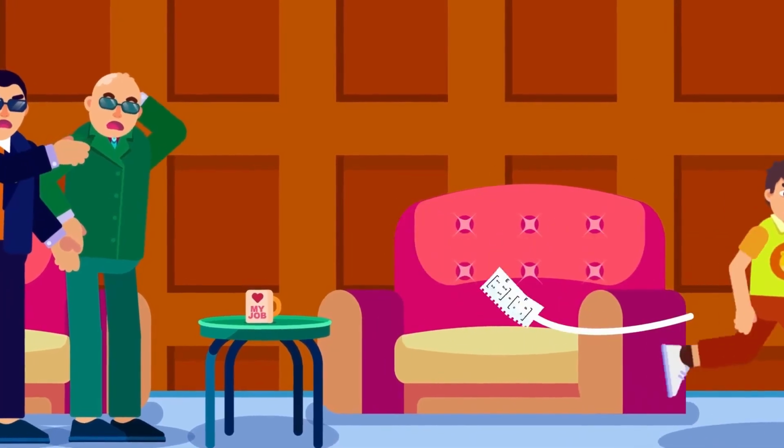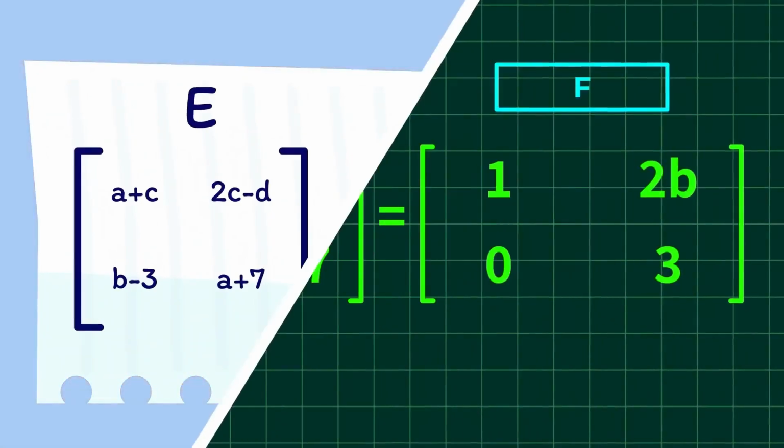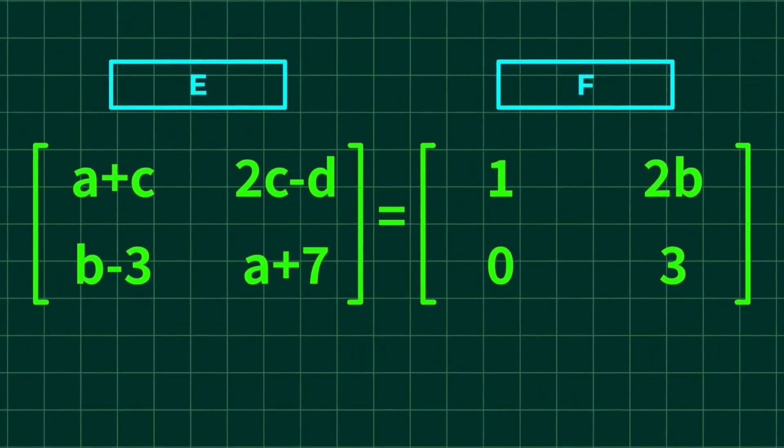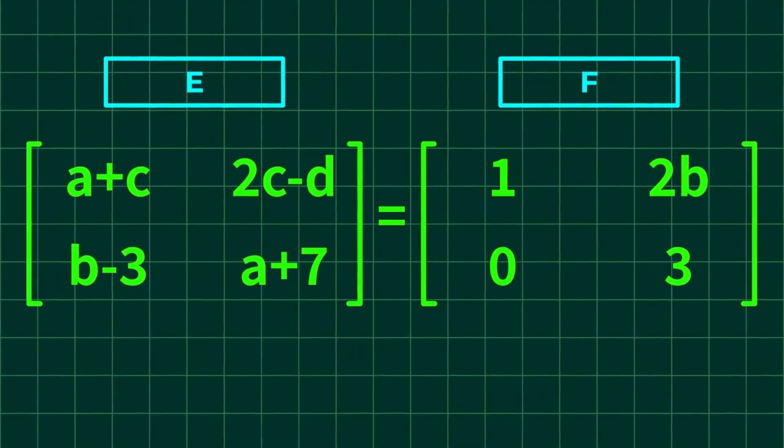To check your understanding of our discussion so far, can you identify the value of A, B, and C in the following equal matrices E and F?